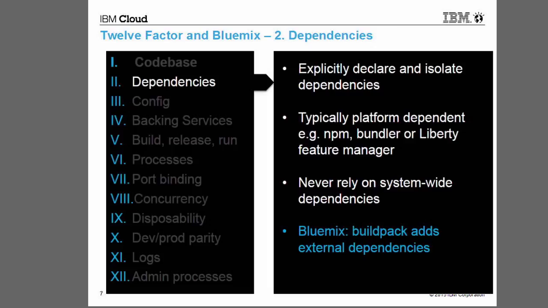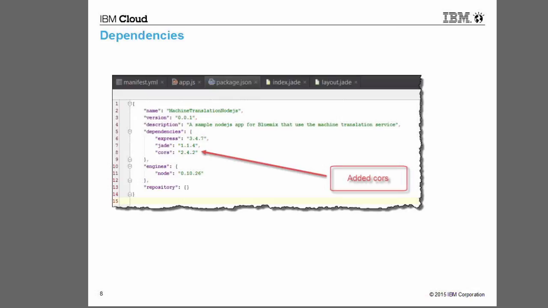So Bluemix adds these external dependencies, gives you an ability to have a build pack mechanism to add external dependencies for you. That is the advantage Bluemix provides in case of dependencies. Next slide, you can see here's an example of a Node.js application where you can define your dependency like cores or J for your application, and Bluemix environment by default has most of the dependency jars already available for use.